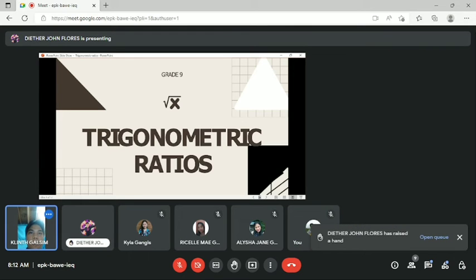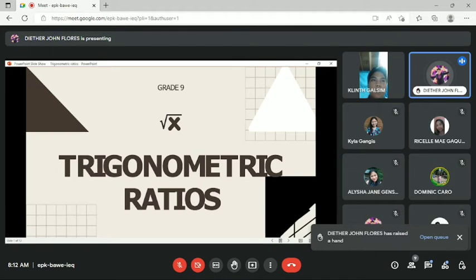Identify the trigonometric ratios in a triangle. Solve the values of the six trigonometric ratios in the triangle with precision and accuracy, and apply the concept of a triangle's trigonometric ratios in real world situations.